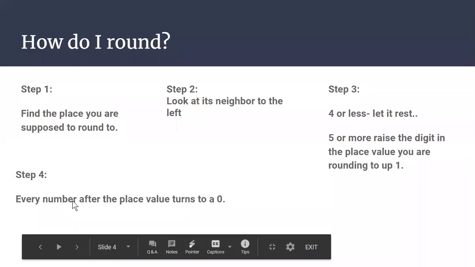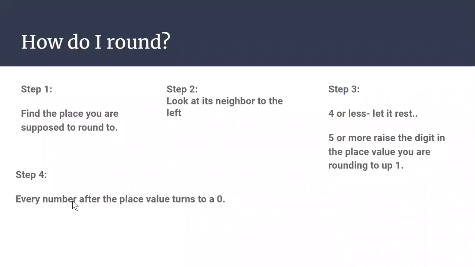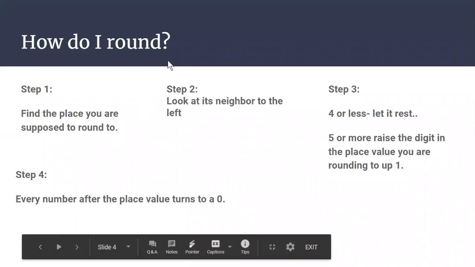At any point, if I am moving too fast, guess what you can do? You can pause me and go back and re-listen. You could also just pause me as you go, so that way I don't get too far ahead of you, okay? So, how do I round?